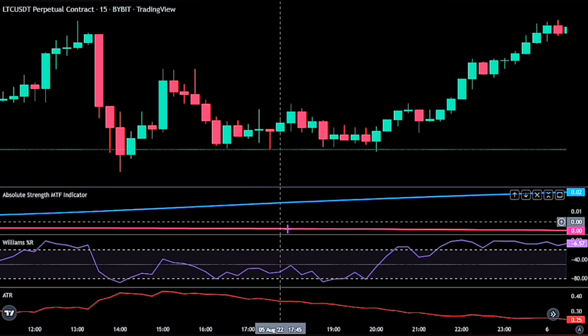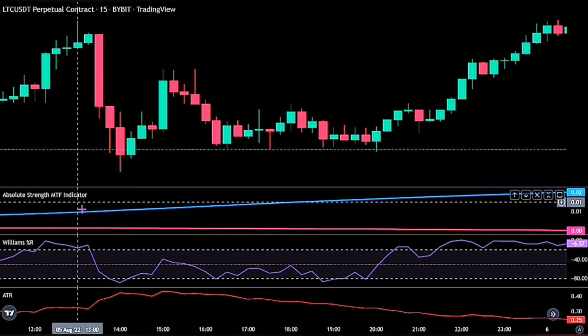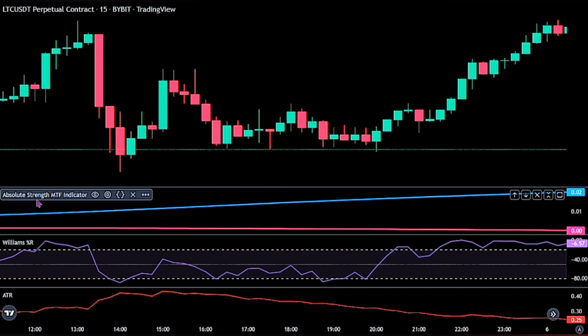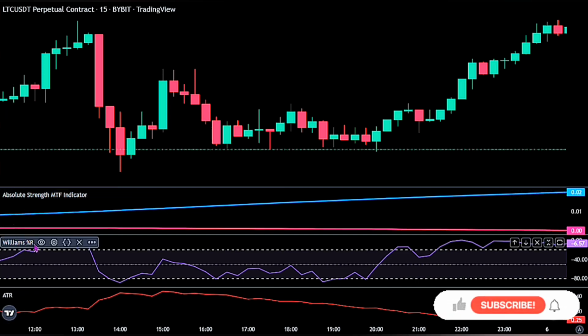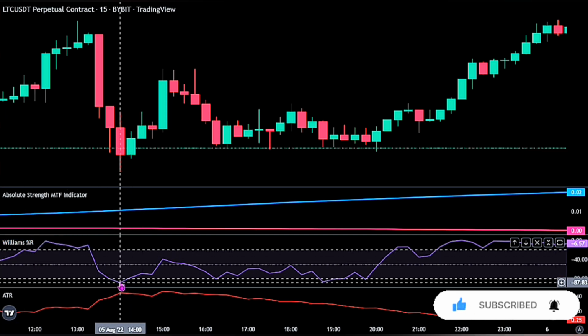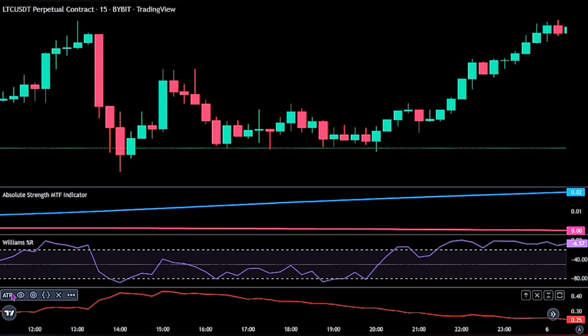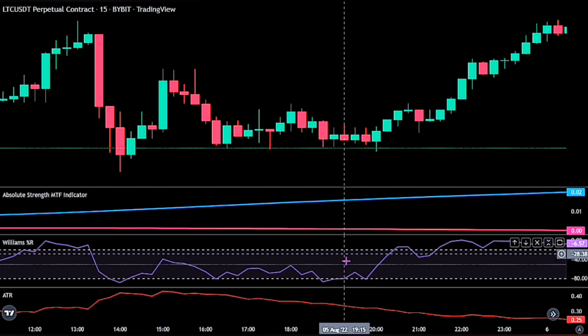So the first indicator is the Absolute Strength MTF indicator by Alex Grover. This indicator would be confirming the general trend in the market. And for the second indicator, we are using the Williams Percentage Range indicator on the technical section, as it would be for trade entries, as well as a confirmation indicator. For the third indicator, this is our very own ATR, and we would be using this indicator for the values of our stop-loss points. Now let's understand how this strategy works.